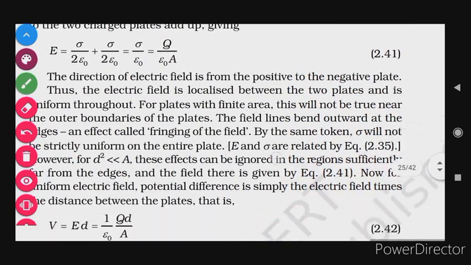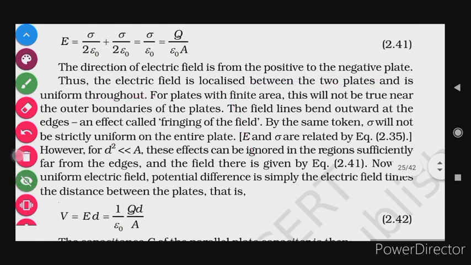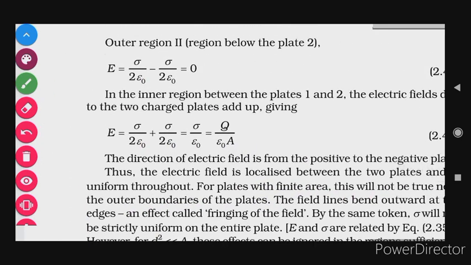Thus the electric field is localized between the two plates and is uniform throughout. The electric field is uniform throughout, and it does not depend on the distance. The value is constant all throughout the region in between the plates. For plates with finite area, this will not be true near the outer boundaries of the plates. As I already told you, this result is for an infinite sheet of charge, but in our case it is a finite sheet.